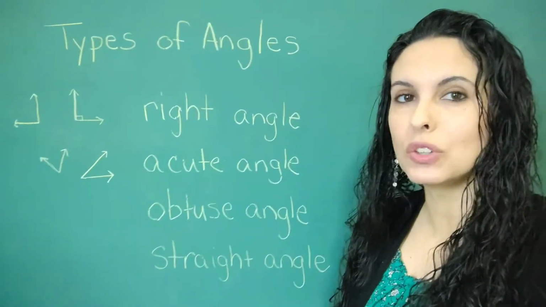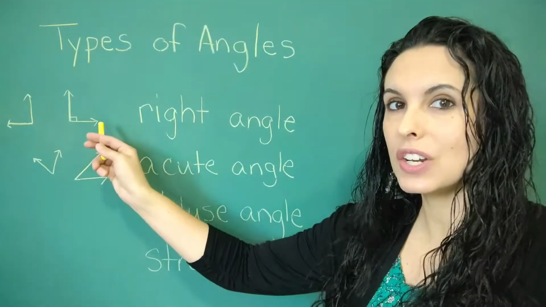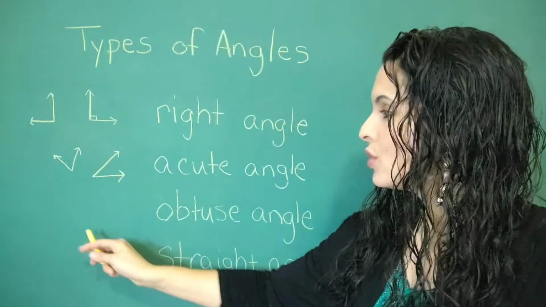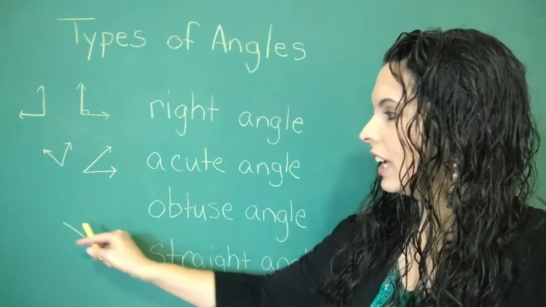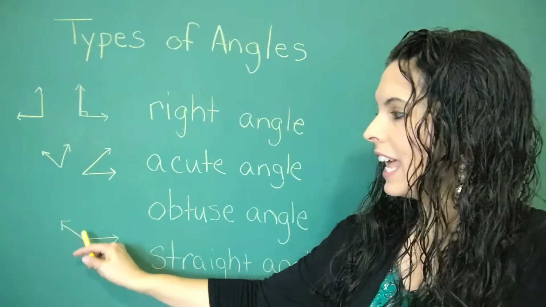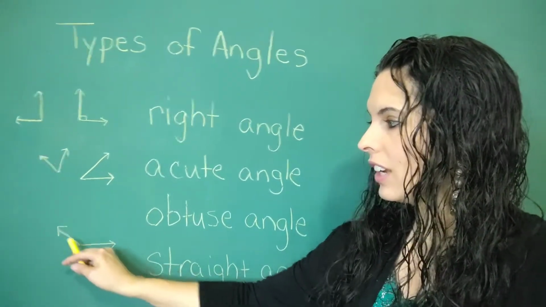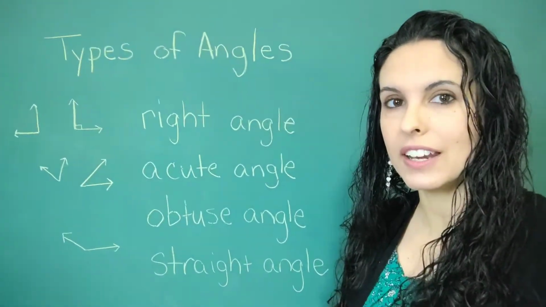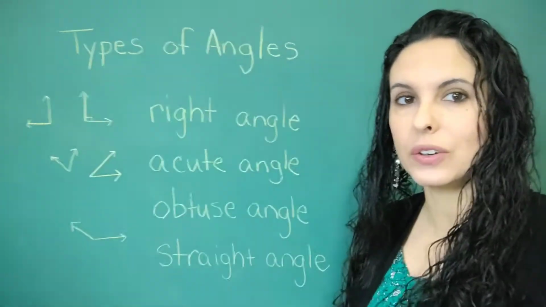Obtuse angle. Obtuse means it's going to be larger than a 90-degree angle. So remember, this one's 90 degree. Obtuse is going to be wide. It's obtuse. Okay, so you want to draw it wider. Okay, it could actually be anywhere past that L shape. So it could be pointing here, here, there. As long as it's wider than that L shape, that right angle. Obtuse is going to be your wide open angles.